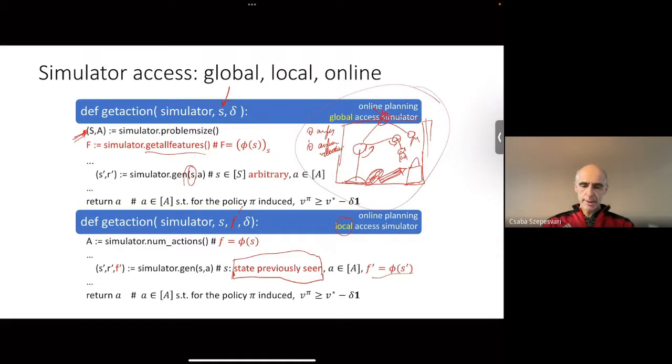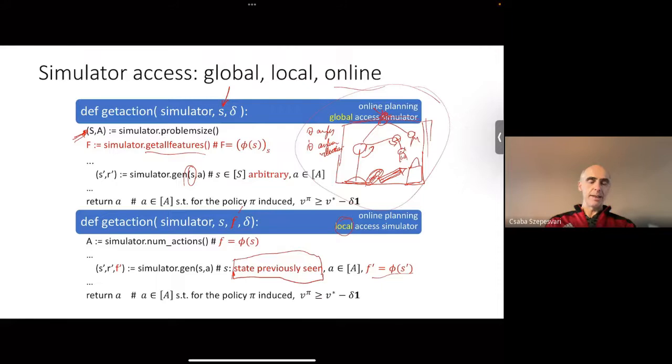And there is a third thing, called online access. That's the easiest to implement. In online access, you can't go back to previously seen states and tell the simulator, simulate from here. You can only run full trajectories up to the end. You just say, simulator, give me next state, give me next state, give me next state. But you can't manipulate from which state the simulator should simulate the transition. Okay, so that's online access. Online access is even easier to implement, but it's even harder on the planning algorithms.